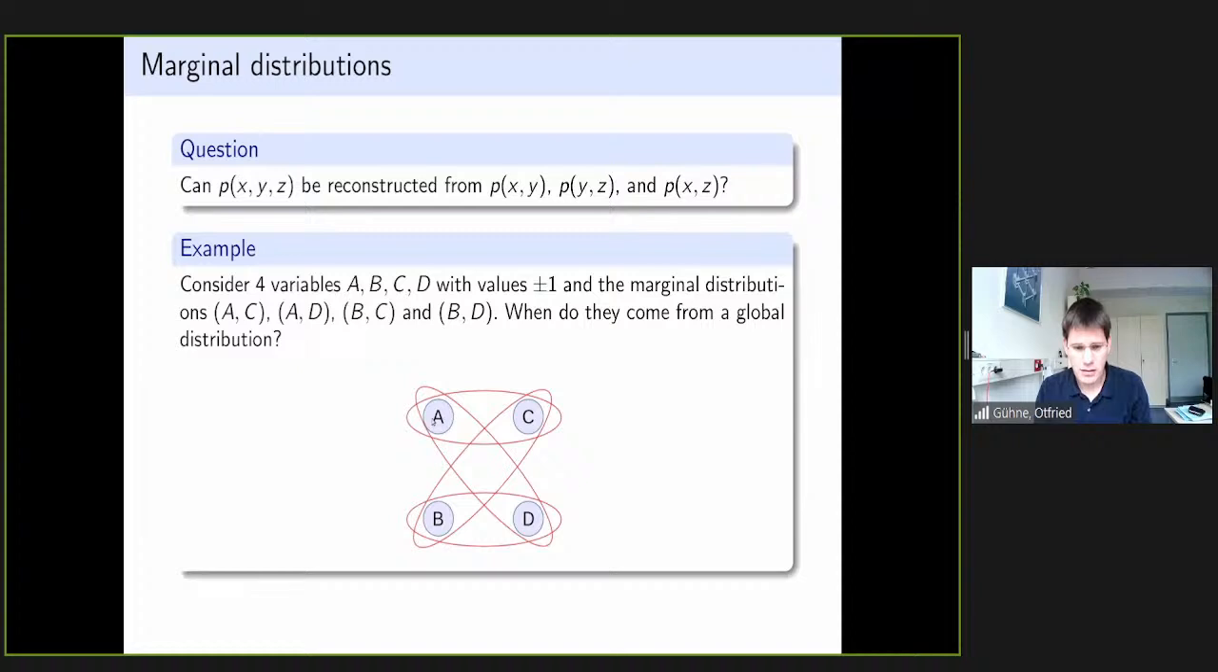You have something like A1, A2, B1, B2, and you measure some correlations between them, and the question is, can they come from some global system? And actually, that's why I'm giving you this example: this was already proven in 1981 by Fine. This is a famous result on the CHSH inequalities, that these marginals correspond to some global distribution if and only if they obey the Clauser-Horne-Shimony-Holt inequality. And this is now, of course, going more and more into the realm of quantum mechanics.